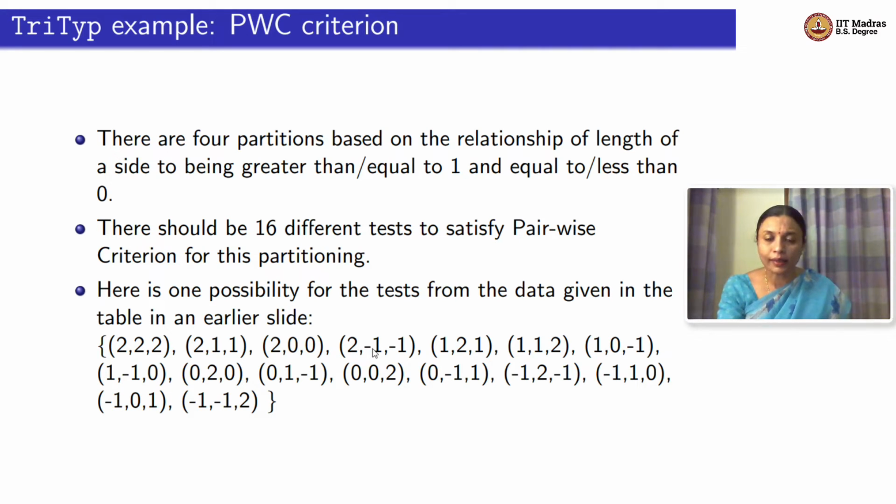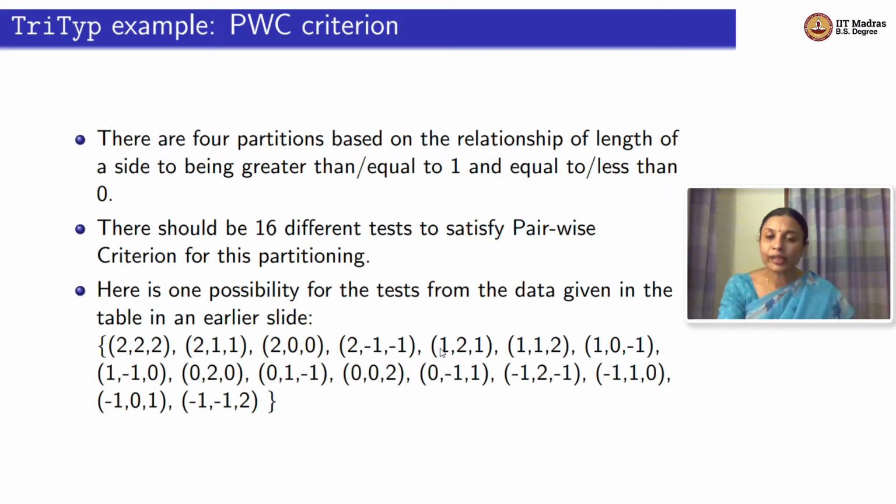First side has length greater than 1, the other 2 sides have length less than 0. Of course, you can give any negative number here, it doesn't matter. Similarly, here for being greater than 1, you can give any number, not necessarily 2. This is just a sample.